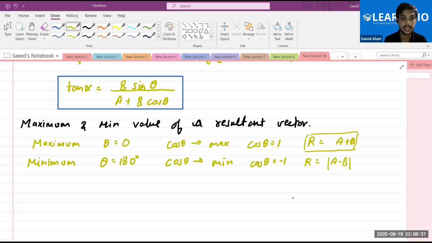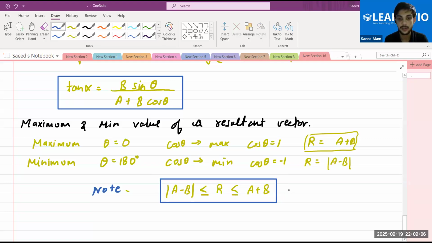Okay, so in the note point I can write over here that R is always greater than or equal to A minus B and less than or equal to A plus B. Yes or no? Have we got this result in the above discussion? Yes. Okay, so this was the thing that I was trying to discuss over here. Should we move ahead with another discussion?